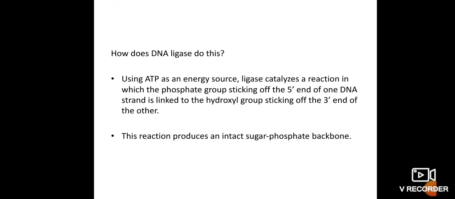So what does the ligase do? The ligase catalyzes a reaction in which the phosphate group sticking off the 5' end of one strand is linked to the hydroxyl group sticking off the 3' end of the other DNA strand. So it in turn produces an intact sugar phosphate backbone.